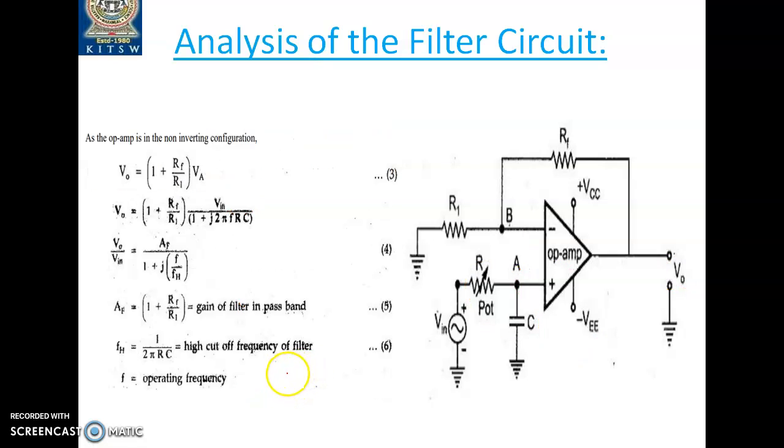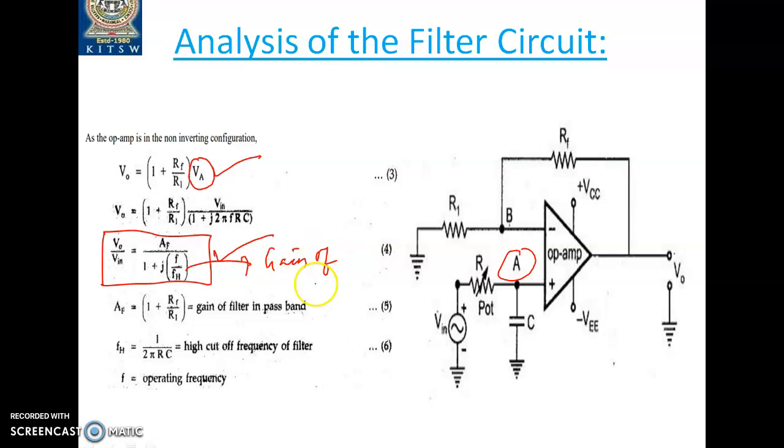Now in continuation to the previous, as the op amp is in the non-inverting configuration, this formula is pretty straightforward for us. V0 equal to 1 plus RF by R1 times VA, not Vin now, because this voltage we have already calculated in the previous slide. So that voltage we need to substitute in the formula. You'll be getting V0 by Vin equal to AF by 1 plus j into F upon FH. So this is the gain equation. This is the gain of the filter.